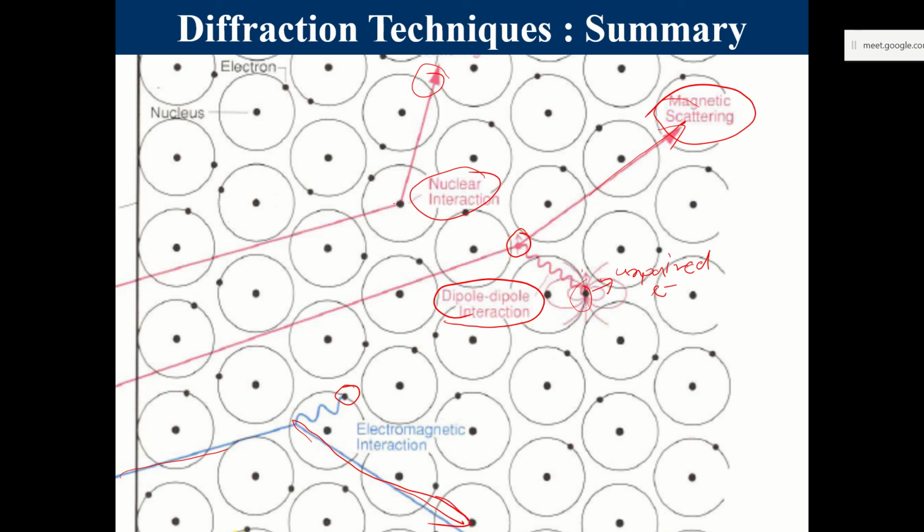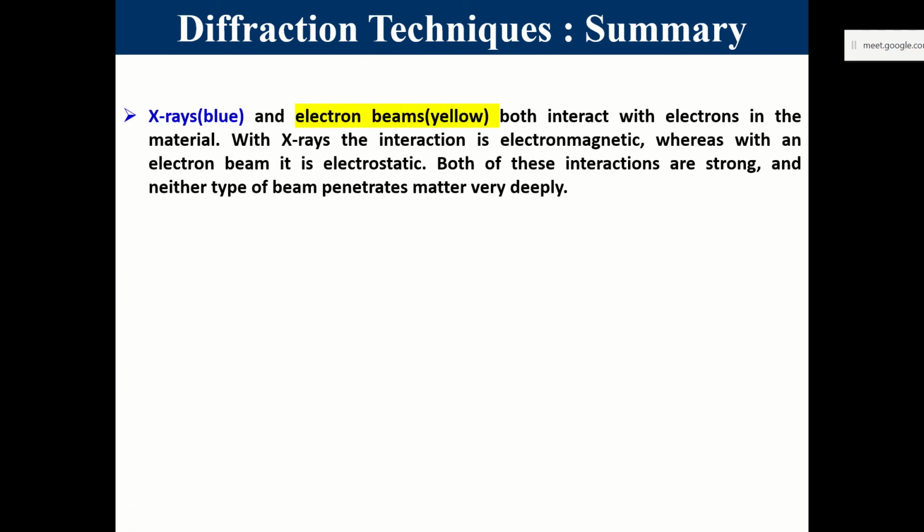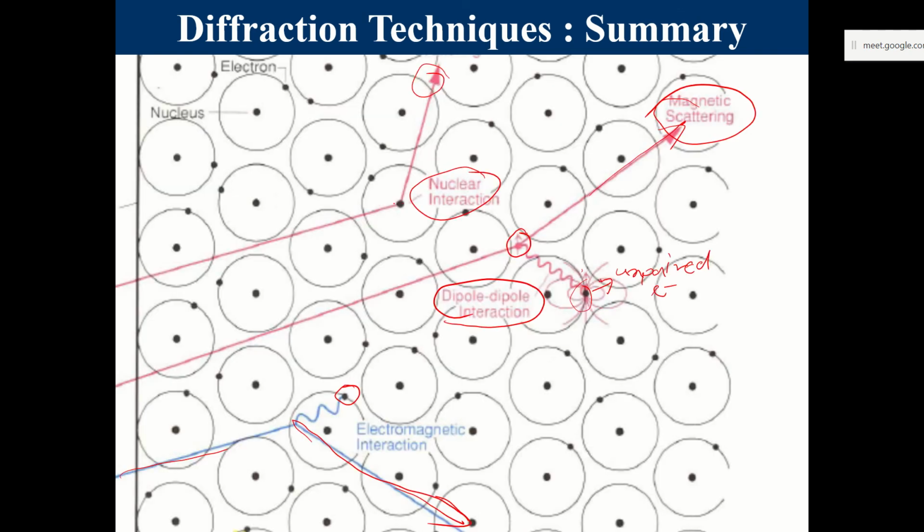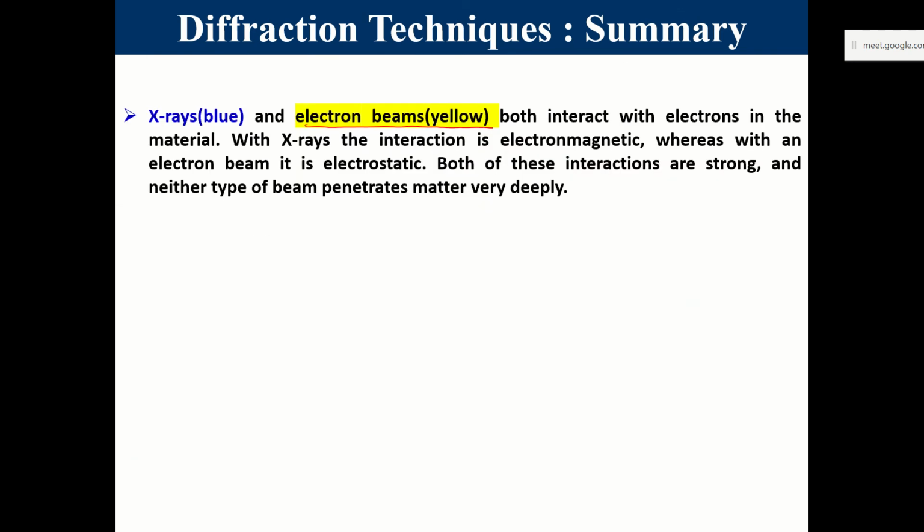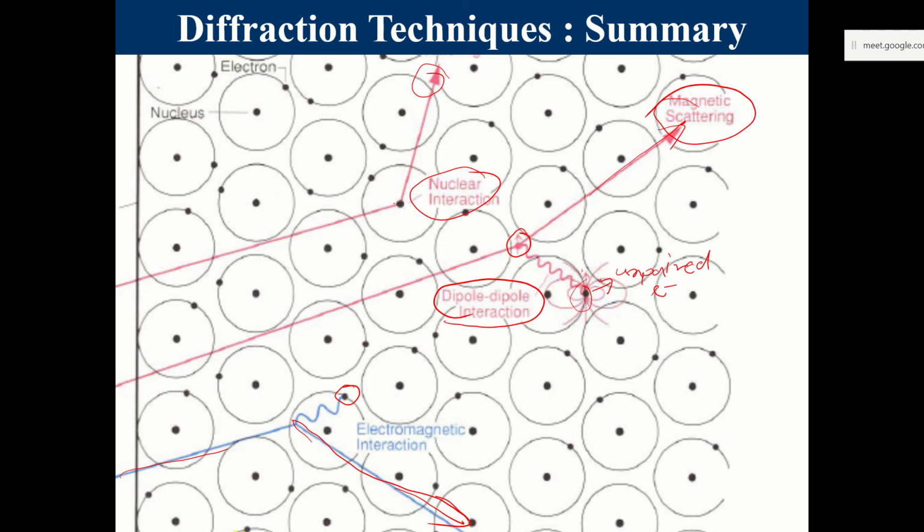If you use electrons only, then the electron beam will be only so. So this is the thing. So we have X-rays, and electron beams with yellow color.